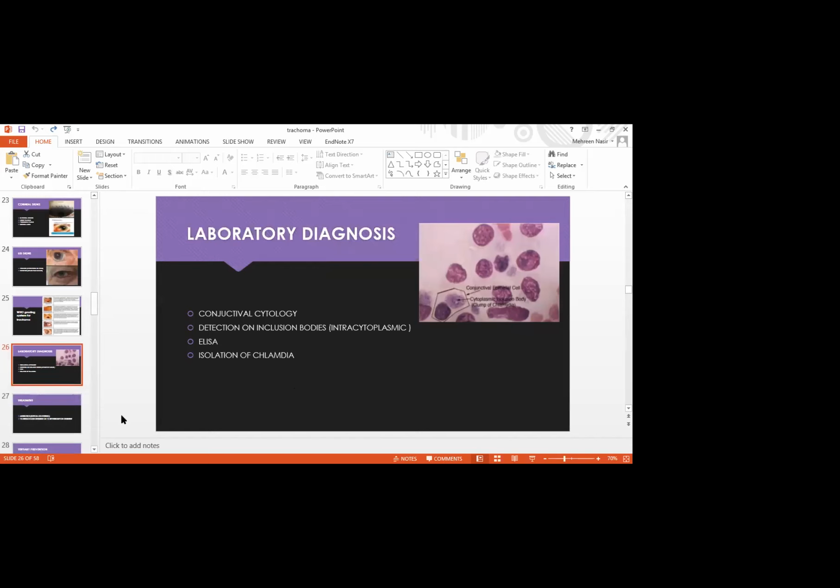Then laboratory diagnosis. Although this disease is diagnosed more often clinically, lab diagnosis such as conjunctival cytology can be done, with detection of inclusion bodies. As this bacteria lives in the cytoplasm of epithelial cells, there are intracytoplasmic inclusion bodies on microscopy. We can do ELISA, and isolation of chlamydia can be done, as this can be grown on a culture medium.